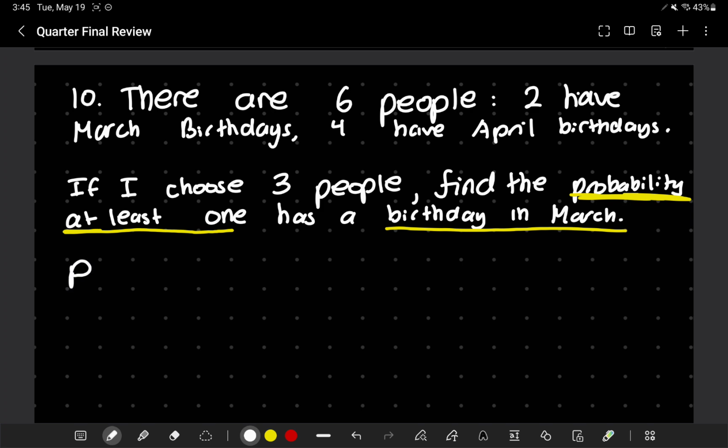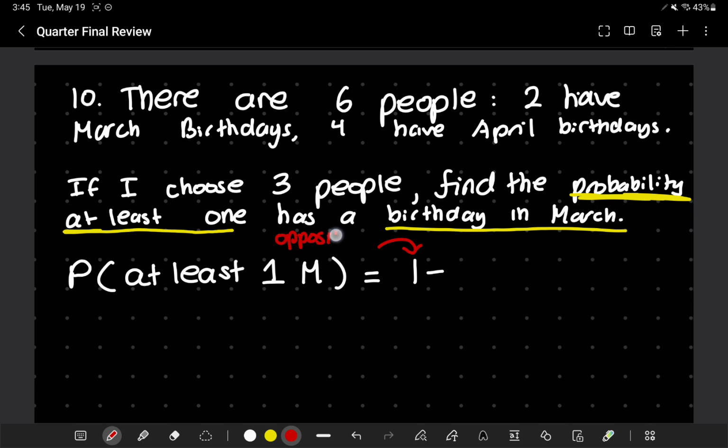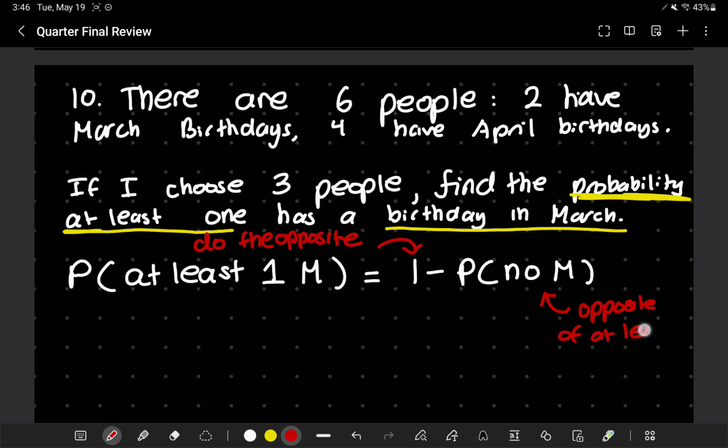P for probability. And this time it says at least. So I'm going to write the word at least. 1. So I'm going to write the number 1. And I'm going to write M for March. The thing that we learned today and reviewed is that the opposite of at least can be written as 1 minus. So this 1 minus tells me that I should think the opposite. And so what is the opposite of at least? The opposite of at least means I have no birthdays in March. So if 1 minus means the opposite, then I'm going to write no M, which is the opposite of at least.